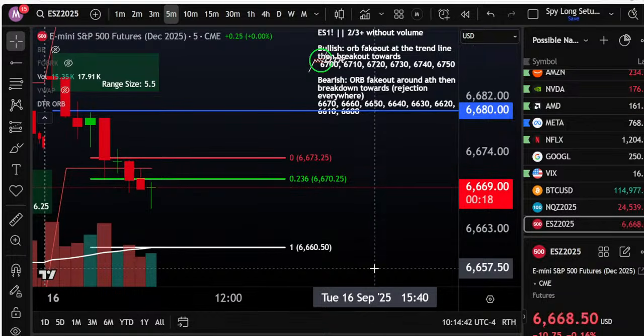Yeah, and that's a huge difference, right? And it's probably the most frustrating result, or second most frustrating. The most frustrating is being up 25 points and getting stopped out, right?